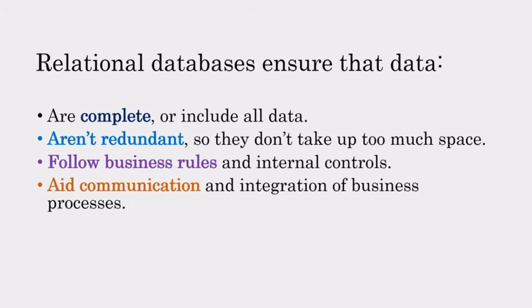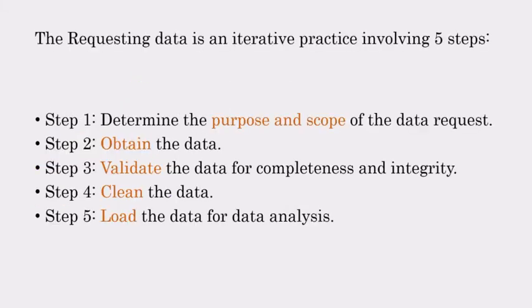So relational databases ensure that data are complete or include all data. They are not redundant. They follow the business rules, and they aid communication. Okay, and there are 5 steps in requesting the data. The first one is to determine the purpose and scope of the data request, then obtain the data, then validate, clean the data, and finally load the data for analysis.